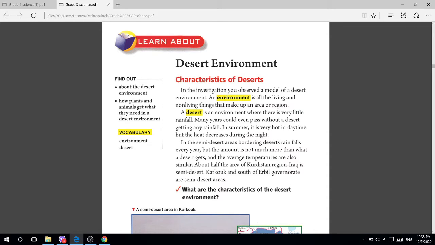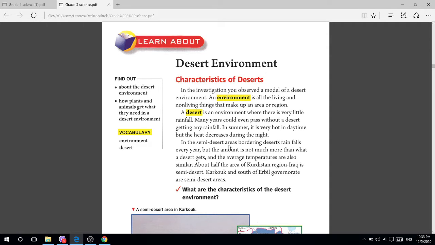Okay, students, in the summer it's very hot in the daytime, but the heat decreases during the night. Decrease means the temperatures come down. Do you understand the meaning of decrease? It means during the night the temperature is lower than in the daytime.